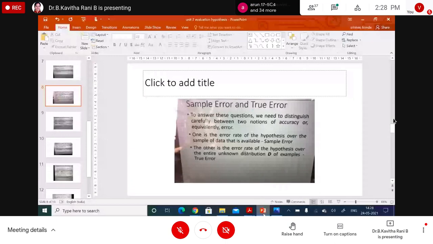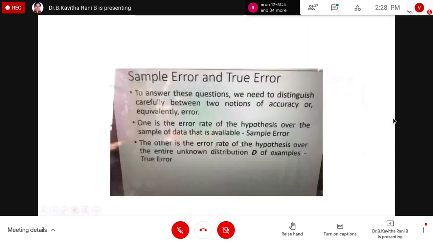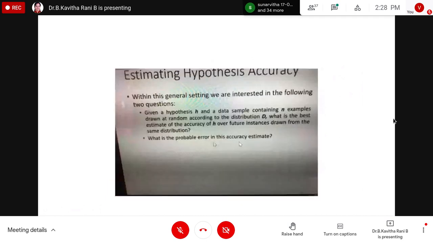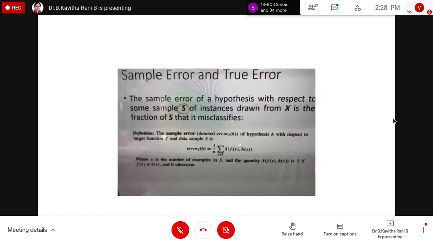So here, estimating hypothesis accuracy depends upon two things. One is sample error and another one is true error. Okay. So I have discussed sample error and true error here. Sample error is nothing but the error which is associated with the sample.